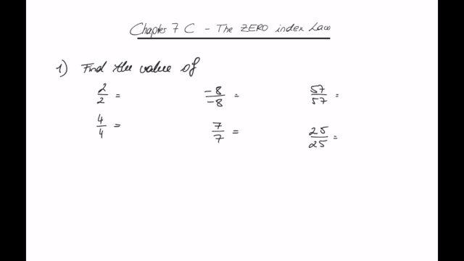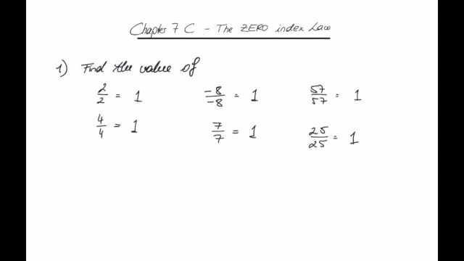So I'm assuming that you've done that and that you paused the video and you're back to see if your solutions are correct. So 2 over 2 is 1. 4 over 4 is 1. Negative 8 over negative 8 is 1. 7 over 7 is 1. 57 over 57 is 1. And 25 over 25 is also 1. So when a non-zero value is divided by itself, the result is always 1.